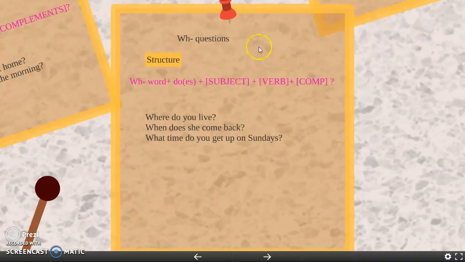The second type of questions is WH questions. The structure is the same, but we have the WH word before the auxiliary do or the auxiliary does. Where do you live? When does she come back? What time do you get up on Sundays?